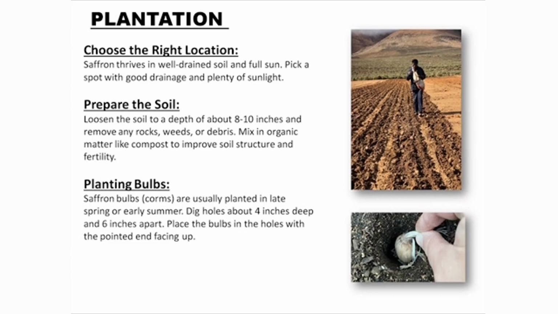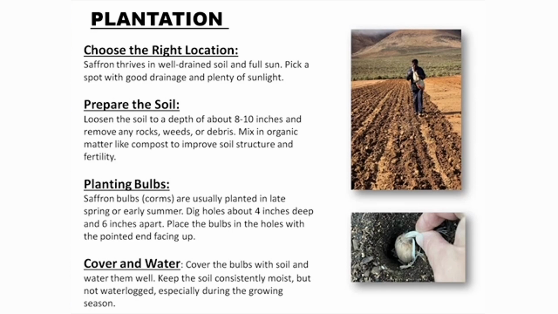Generally, we dig a hole around 4 inches deep and 6 inches apart, and we place the bulb in the hole with the pointed end facing up. Then we cover the bulb with soil and water them well. Generally, we keep the soil consistently moist, but not waterlogged, especially during the growing season.